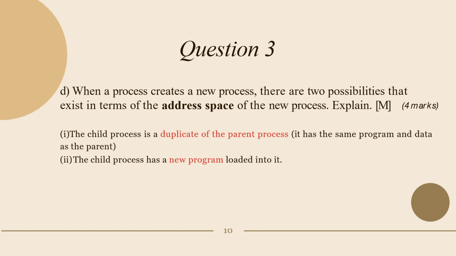The mark allocated for question 3D is 4 marks, and the question goes, when a process creates a new process, there are 2 possibilities that exist in terms of the address space of the new process. Explain. And the answer is, the child process is a duplicate of the parent process. It has the same program and data as the parent. Or the child process has a new program loaded into it. And just like that, you'll gain 4 marks.